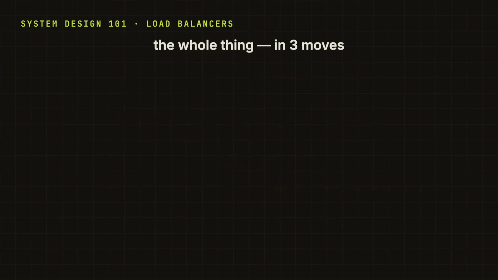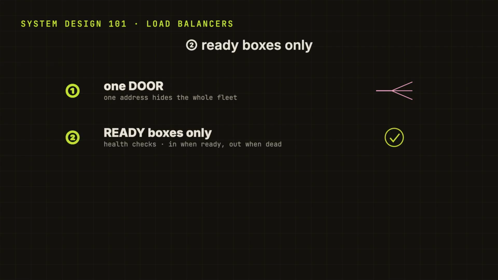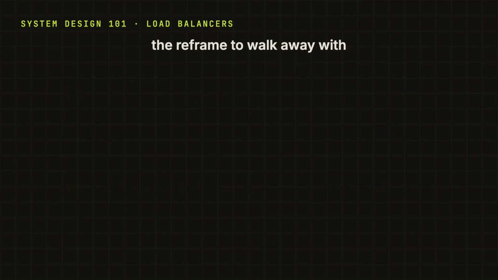Okay, so a load balancer, the whole thing in three moves. One, it is a door: one public address hiding a whole fleet, so you type one URL and never think about the servers behind it at all. Two, it only sends traffic to the boxes that are ready. Health checks let the new ones in once they pass and pull the dead ones out, which is the exact thing that makes adding, killing, and deploying servers safe. Three, it picks one box for each request, round robin as the default, and a whole rabbit hole of smarter choices past that. And that is the reframe I want you to walk away with.